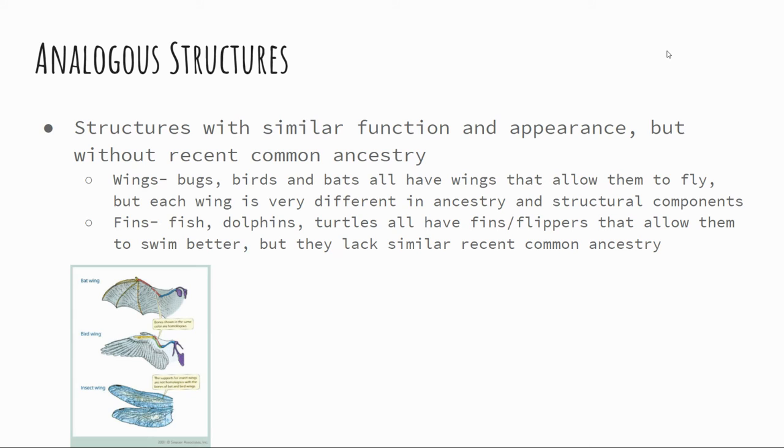Okay. Another example: fins of fish, dolphins, and turtles. They all have fins and flippers that allow them to swim better, but they lack a similar recent common ancestor.